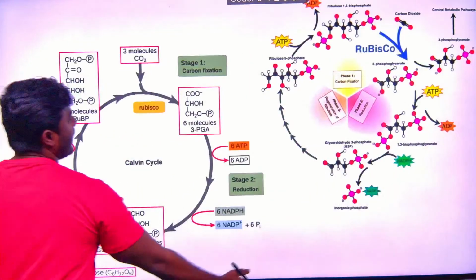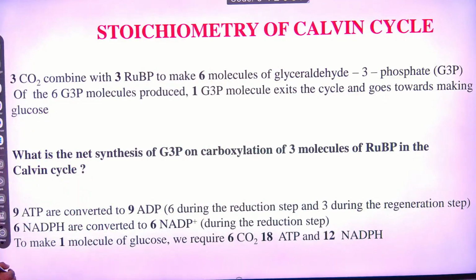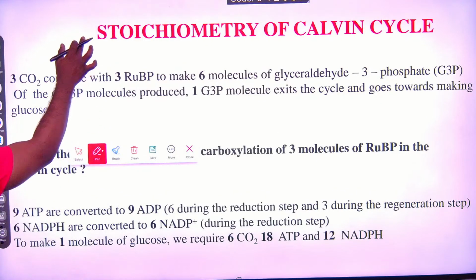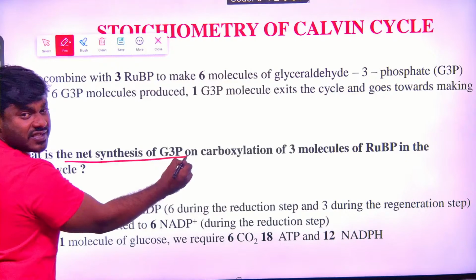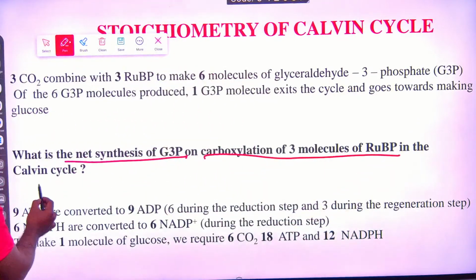I hope everyone understands that correctly. No point of getting confused over there. See the question, everyone please continue. I hope everyone got it correctly. What is the net synthesis of G3P on carboxylation of 3 molecules of RuBP in the Calvin cycle? What is the answer? 1 only.